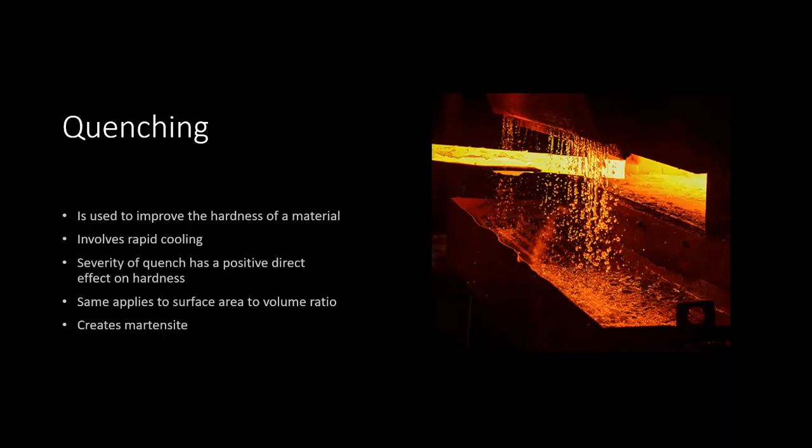The rate of cooling, otherwise known as the severity of the quench, has a positive direct effect on the hardness of the material. The same applies to the surface area to volume ratio, which has a positive effect on the hardness throughout the interior of the material.